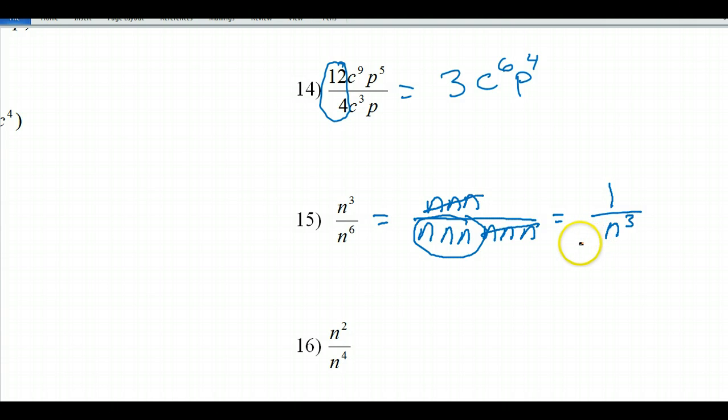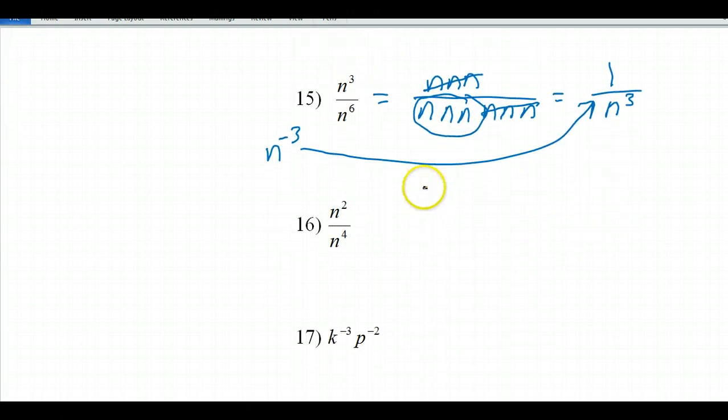It's not negative. Okay? If you were thinking negative, you were just doing 3 minus 6. And if you did 3 minus 6, then yes, that would be n to the negative 3 power. But you're not allowed to leave it like that. N to the negative 3 power, again, is 1 over n to the 3rd. It'll be the same thing for number 16.